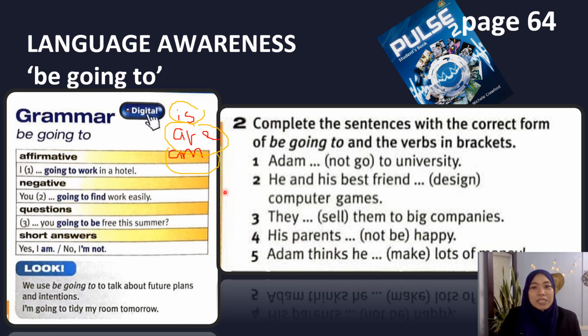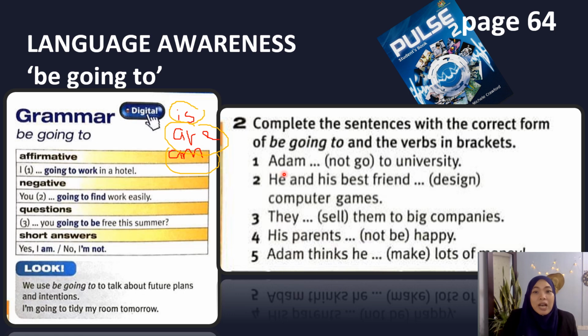Okay, now let's look at this one. Complete the sentences with the correct form of be going to and the verbs in brackets. So remember, the word be here, you need to change to is or are or am based on the subject. This is called the subject. Is it a singular or plural subject? And use the verbs in brackets. So these are the verbs: go, but this one is not negative, design, sell, be, make. Okay? Alright, next one, number 1.